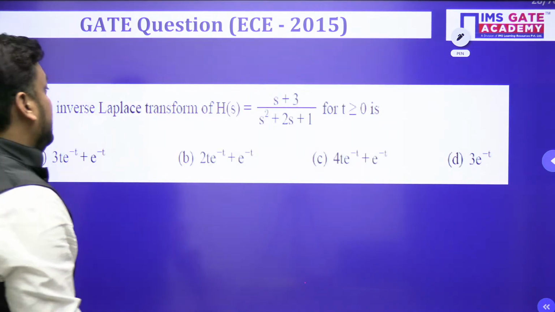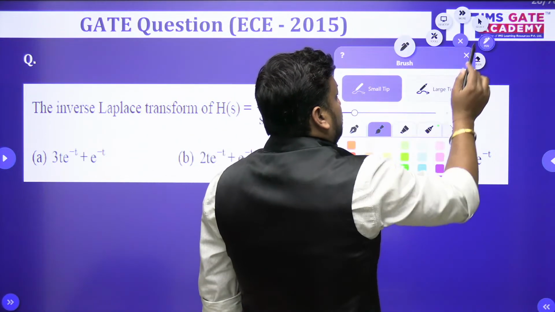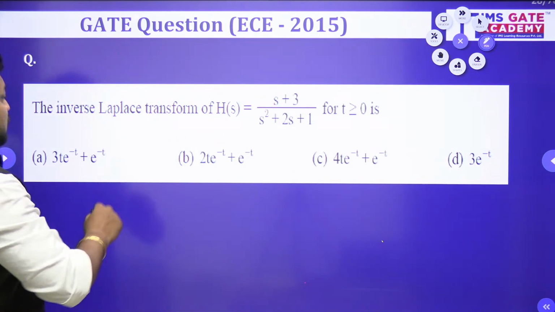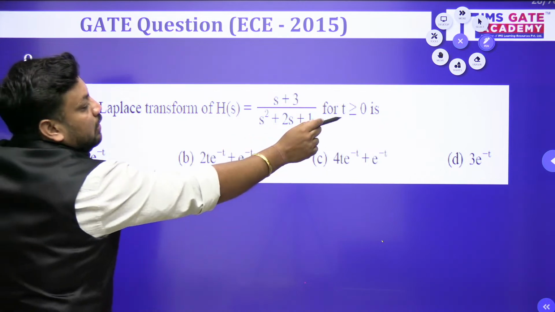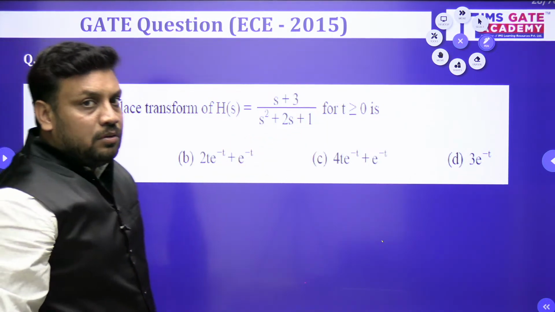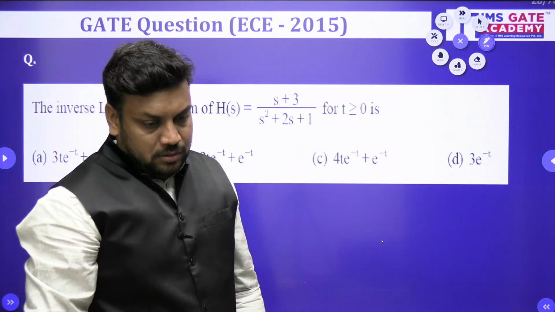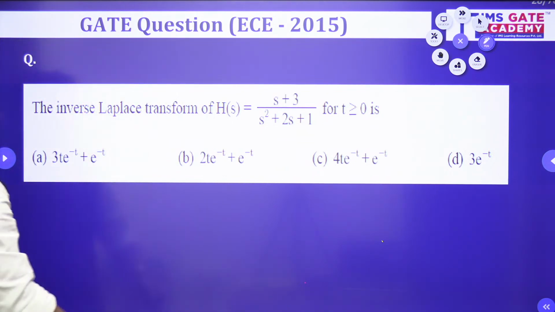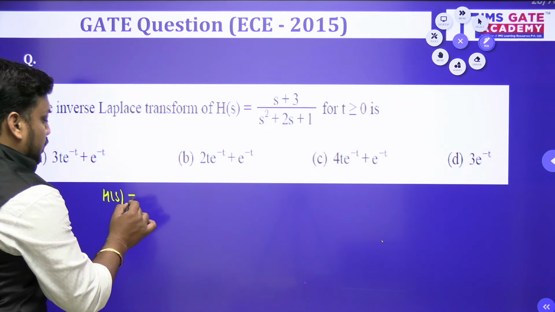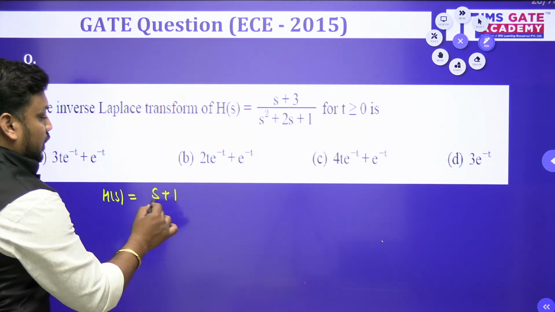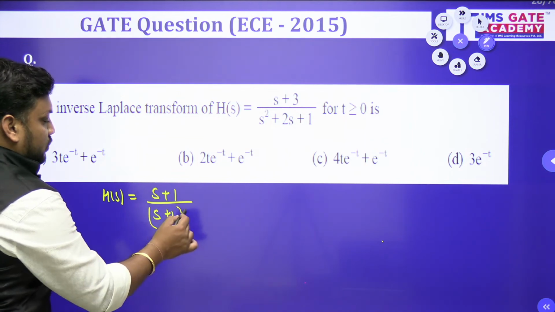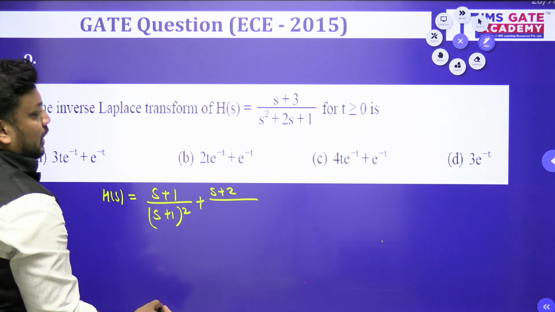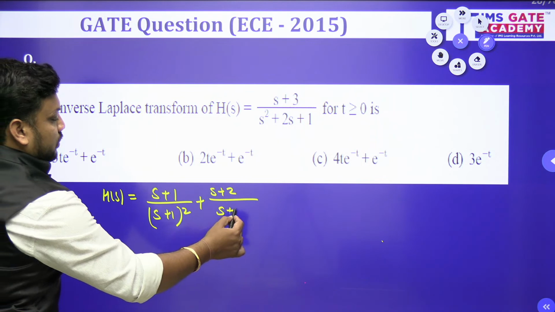This is the question based on simple partial fraction. How to solve this? The inverse Laplace transform of this for t greater than or equal to 0. T greater than or equal to 0 means it is a case of unilateral Laplace. हाँ या ना बेटा? It means we can write like this, guys: H of s is equal to s plus 1 upon (s plus 1) whole square plus s plus 2 upon (s plus 1) whole square, बोलो हाँ या ना?